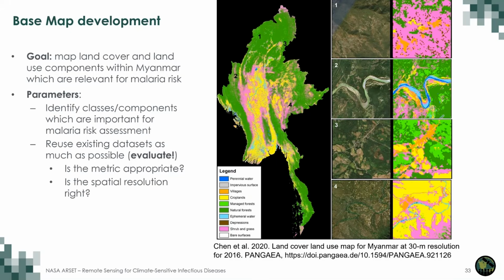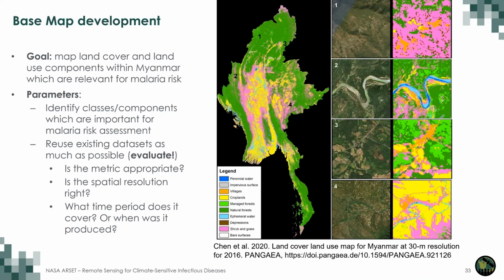The second component is the spatial resolution, right. Again, there are lots of maps at 500-meter resolution, at 1 kilometer resolution, at 30-meter resolution. And I know from experience that 1 kilometer resolution maps are going to be too coarse. I'm not going to see my villages in that resolution.